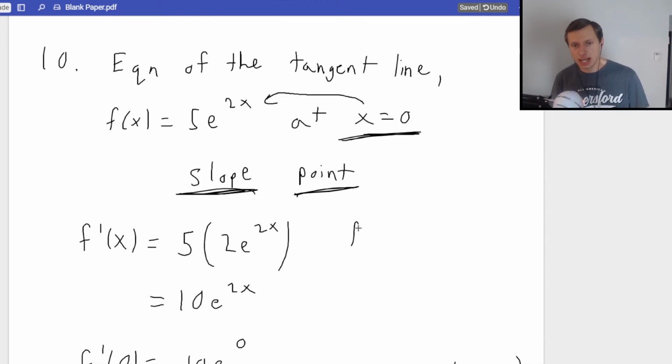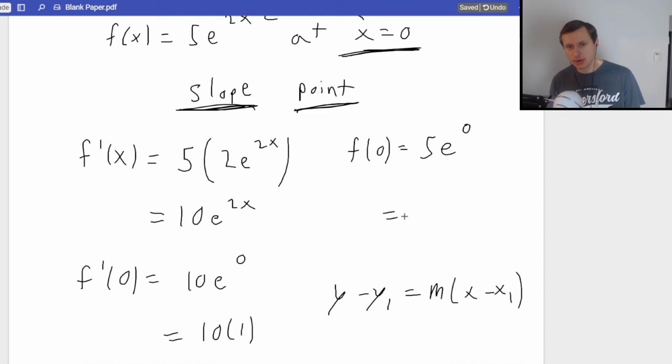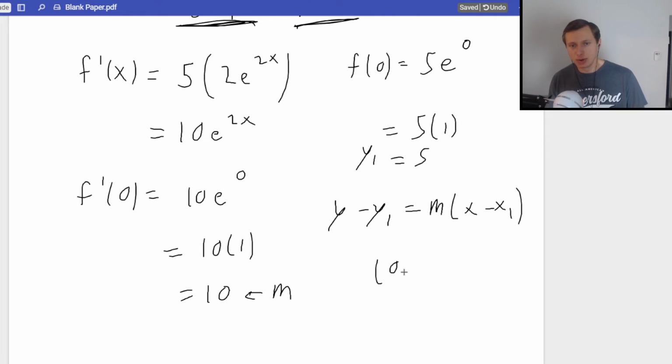So I'm going to say f of 0, plugging in 0. It's going to be 5e to the 2 times 0 power, so just 0. Again, what's e to the 0? That's right, you got it right this time, I hope. It's 5 times 1, so just 5. My y1 is 5. In other words, my coordinate point is 0, 5.